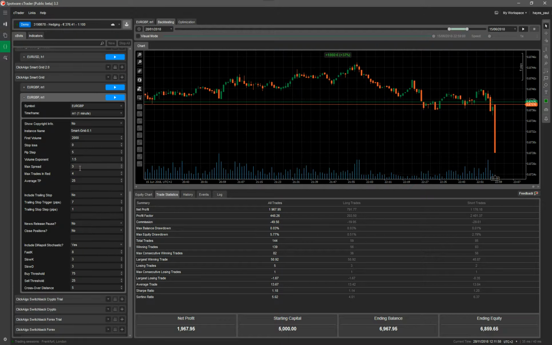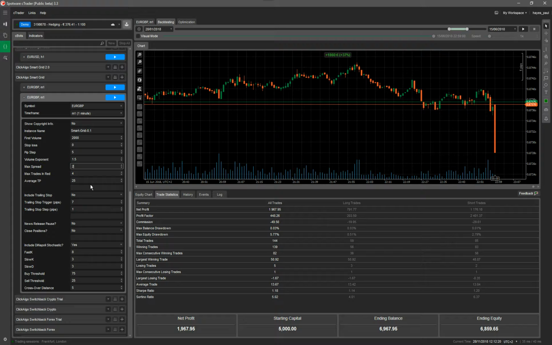Okay, what we've got now is max spread. Now this is useful. Say for example the markets are running really slow and there's not a lot of trading going on, but the spread's very high. You don't really want to be opening up a position if your pip step is 5 pips and the spread is 5 pips. It will just open and close straight away. So you can set your maximum spread to 2. And then that won't happen, okay?